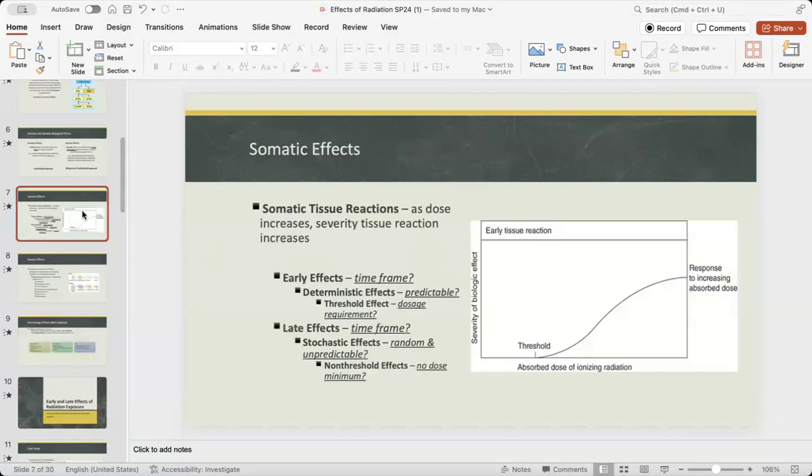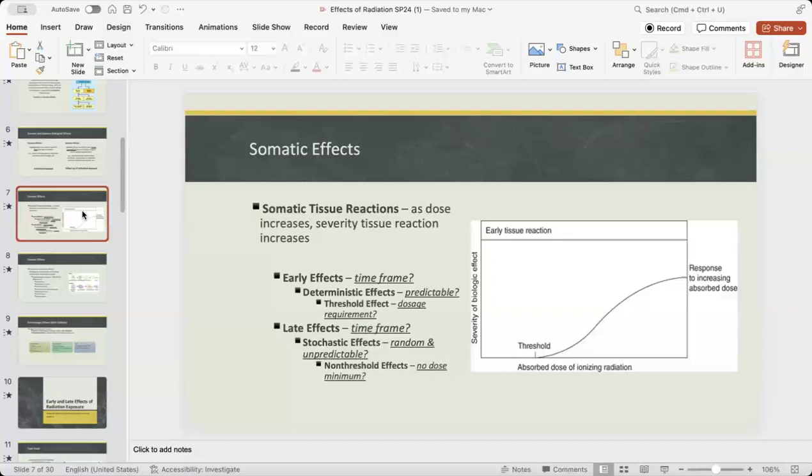So when we look at somatic tissue reactions, as the dose the patient receives increases, the severity of our tissue reaction is going to increase. So basically, as we increase the dose, the possibility and severity of what could happen increases. We have early effects. So what's the time frame? When did it happen? How long did it happen before the person may have experienced some type of reaction?